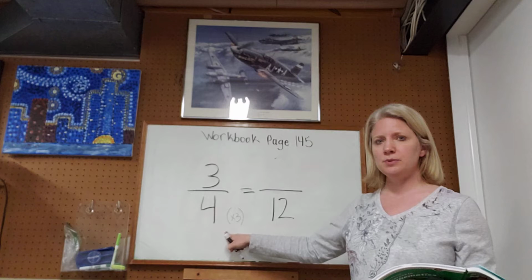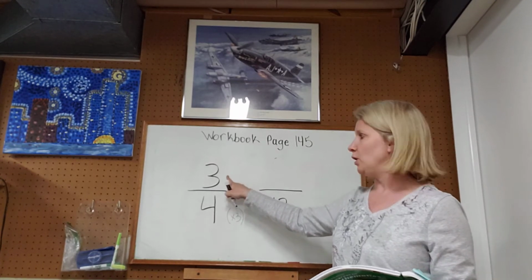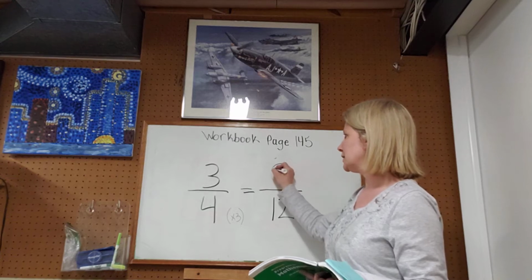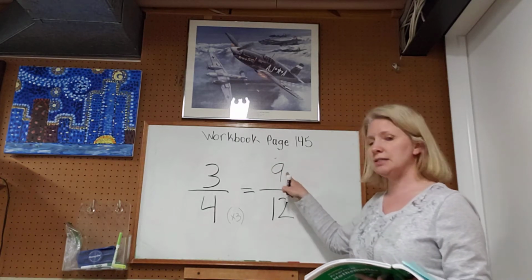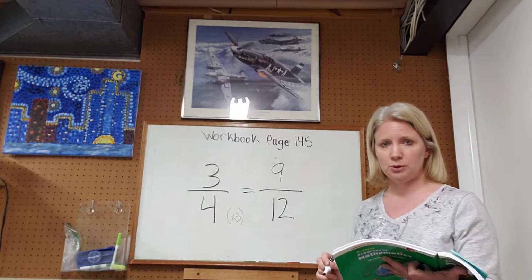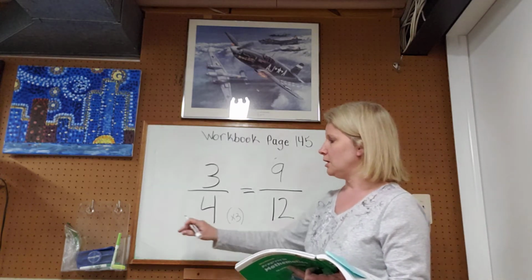You did that to the bottom, so now you have to do that to the top. 3 times your 3, 3 times 3 is 9. So your equivalent fraction is 9/12. That's the answer for number 12, 9/12. Number 13.